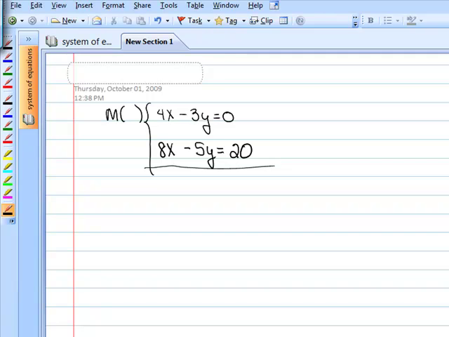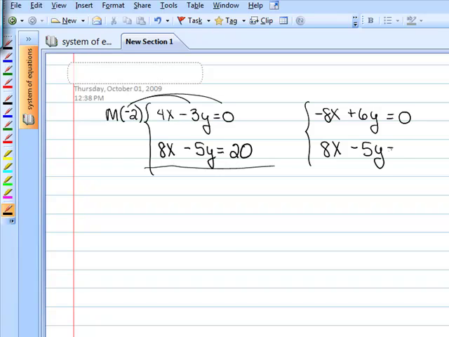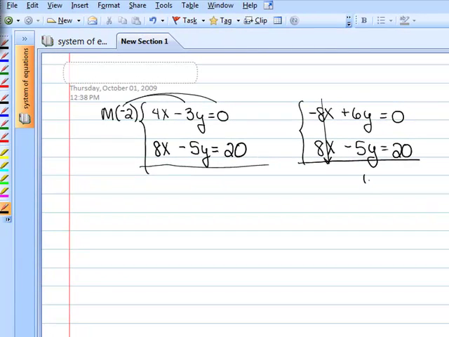So what number times 4 plus 8 would give you 0 x's, and in this case it would be -2. So a -8x, and I'll just multiply it through, plus 6y equals 0, and then the bottom one stays the same. Okay, once you've got this, now when you add them together, the x's cancel. You're left with 1y equals 20.